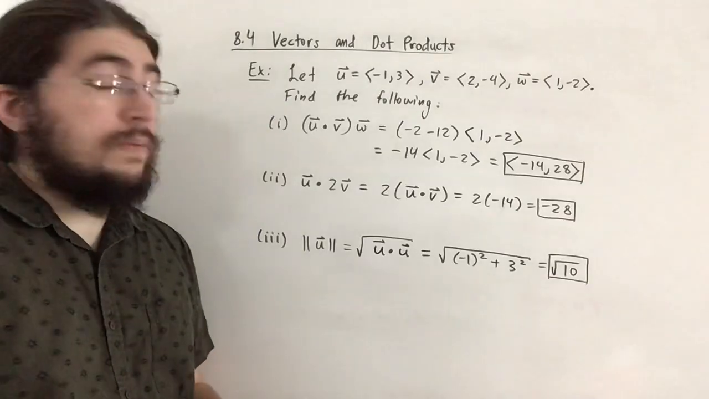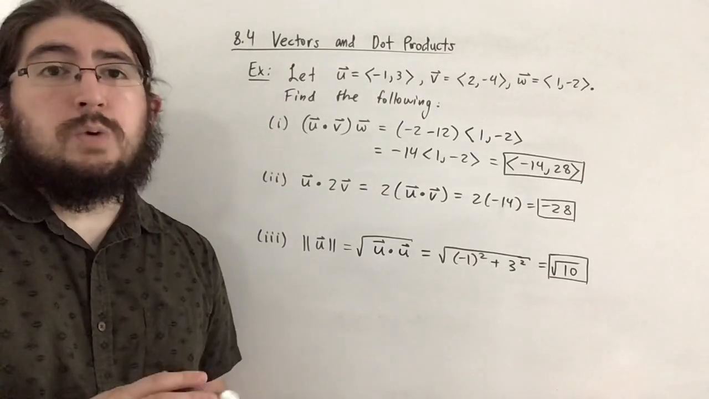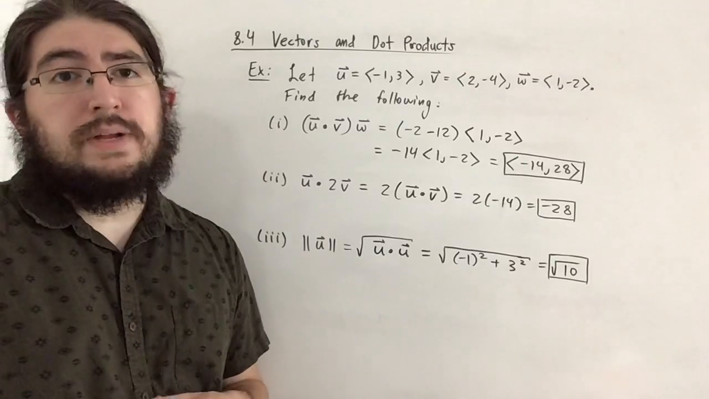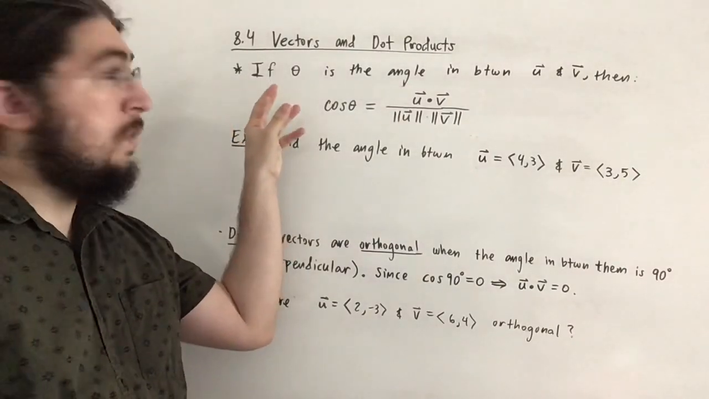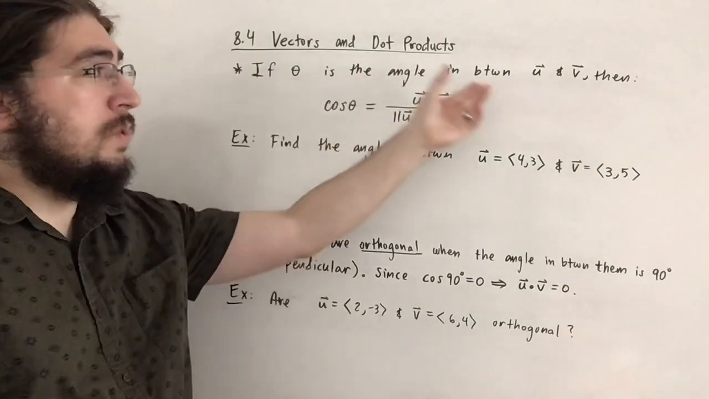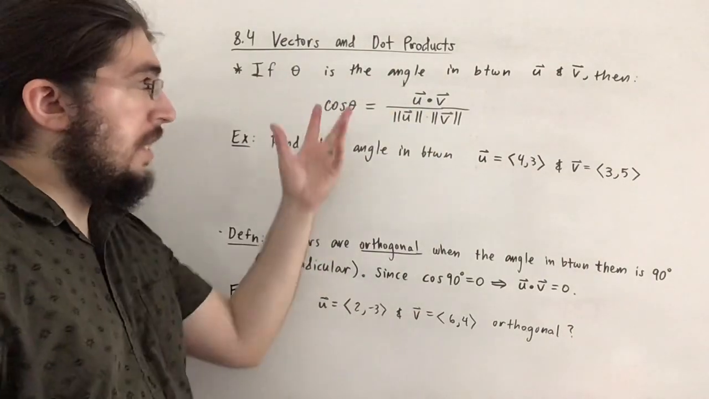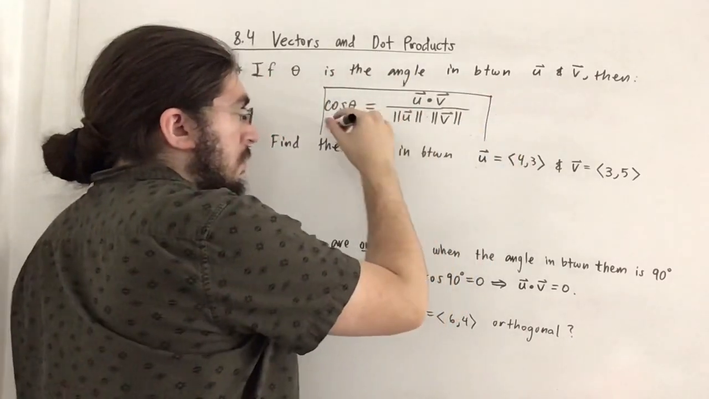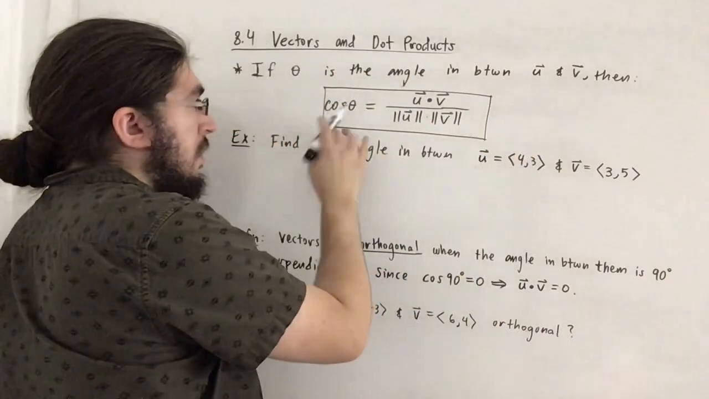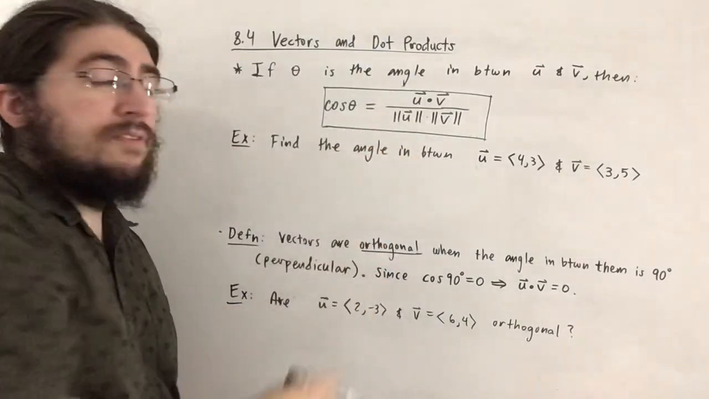Again, it's just going to be talking about the angle in between vectors, and then we'll see where it goes from there. All right, so here's the main concept behind angles in between vectors. If theta is the angle between the two vectors u and v, then this must be true of the angle between them: the cosine of the angle must be their dot product divided by the product of their magnitudes.